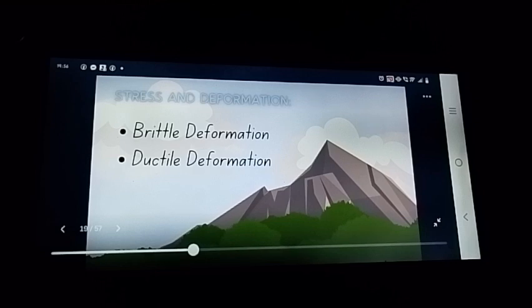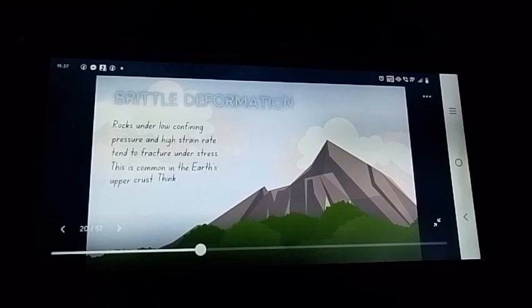Now, next is stress and deformation. So the types of deformation are brittle deformation and ductile deformation. So brittle deformation. Brittle deformation is when rocks under low confining pressure and high strain rate tend to fracture under stress. This is common in the Earth's upper crust. Think of brittle glass breaking.